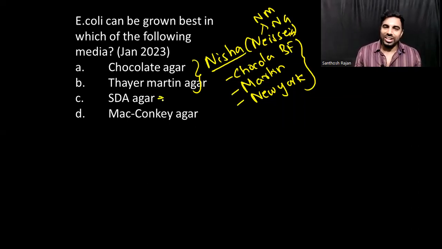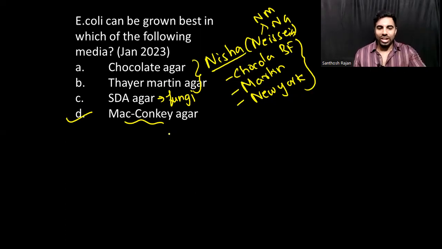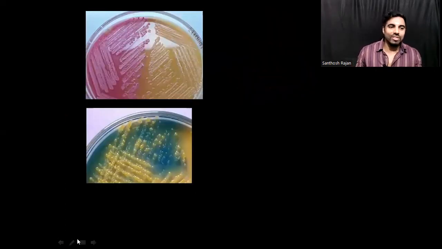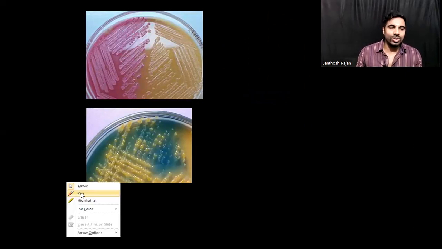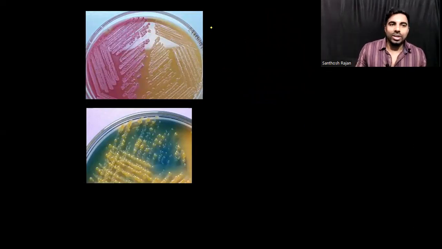SD agar is for fungus, it's just for fungus, so it's not linked here. Of course, MacConkey. MacConkey is the agar where you can see lactose fermenting and non-lactose fermenting. This is the question you're going to get. This is a MacConkey agar. They might give you the picture also and ask you to identify MacConkey agar.